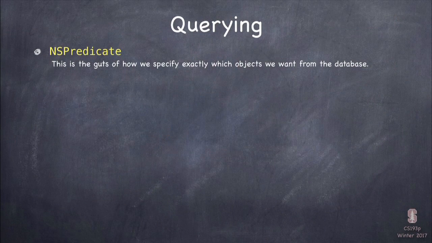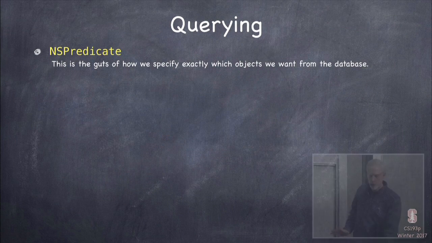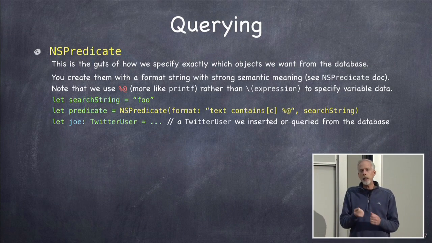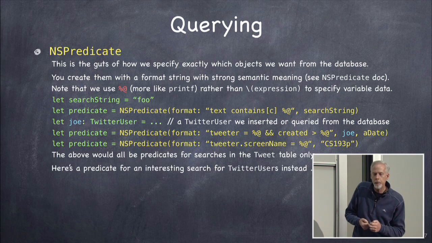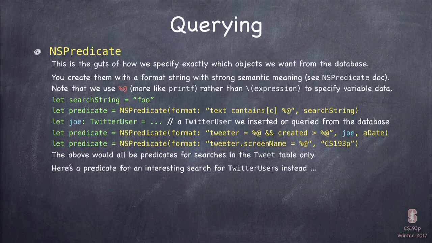Now the predicate. Okay, the predicate is the guts of saying which tweets do we want, which Twitter users do we want. We create them with kind of an interesting API. It looks a lot like printf from C. Okay, it's NSPredicate, format colon, and then a string. And the string is a format string. And again, it looks a lot like printf. So the best way to explain this is probably by example. But the way you're going to learn this is you're going to go read the documentation for NSPredicate. You've got to go read that documentation.